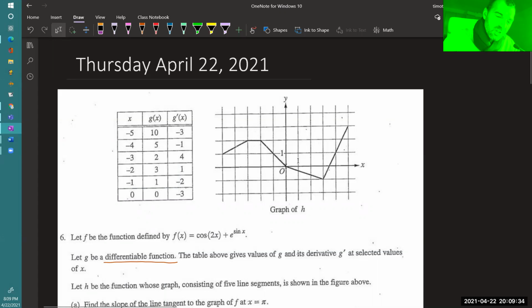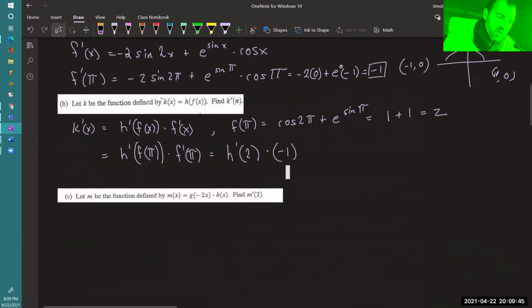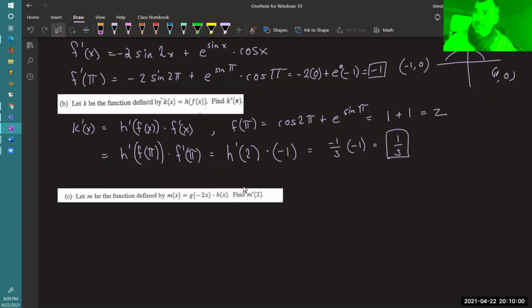You can clearly see that the slope of this line is, you know, rise of -1 and run of 3. So it's a -1/3. That's my slope here. So h prime of 2 is a -1/3 times a -1. And so it looks like I'm getting a 1/3 in total, okay? That's pretty exciting. So now let's do this one.